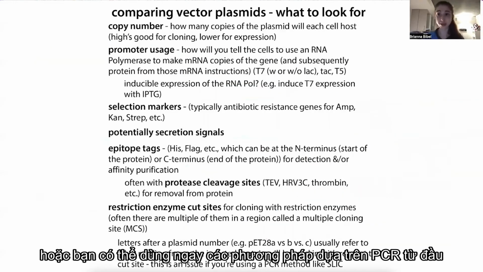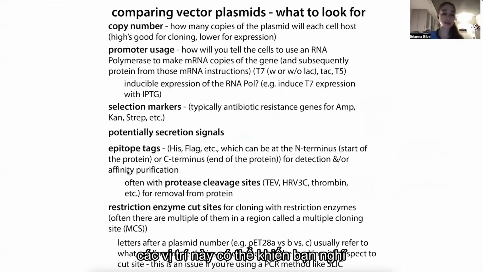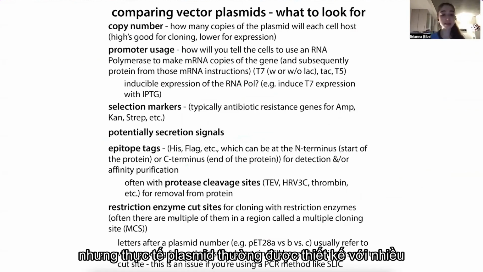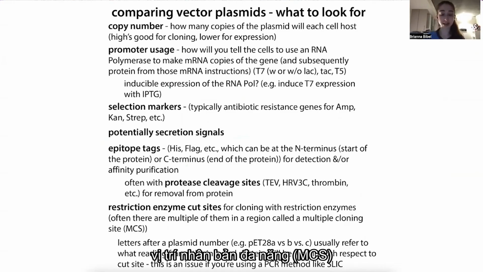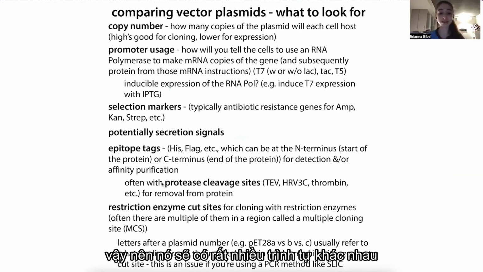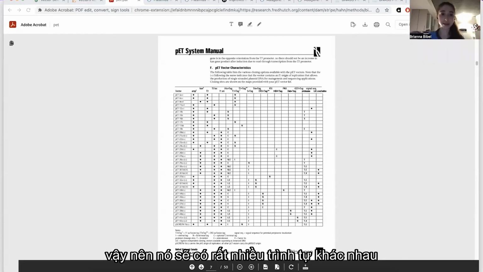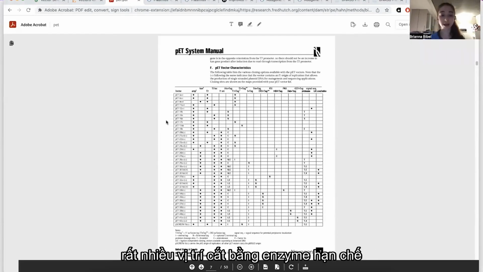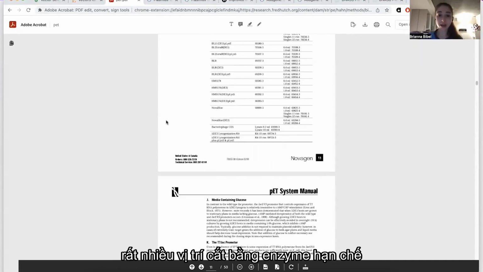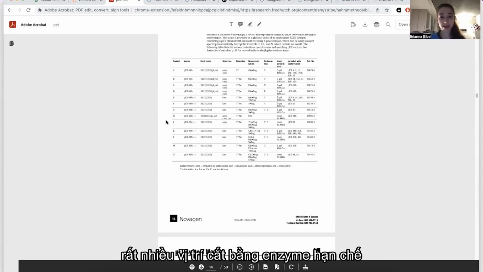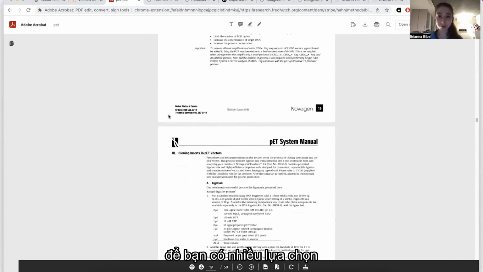Or you can just use PCR-based methods from the beginning. But you might think, okay, how likely is it that they're going to have the same site? Actually, these plasmids are often designed with multiple cloning sites, or MCS. This is going to have a lot of different restriction sites, so that you have lots of options.